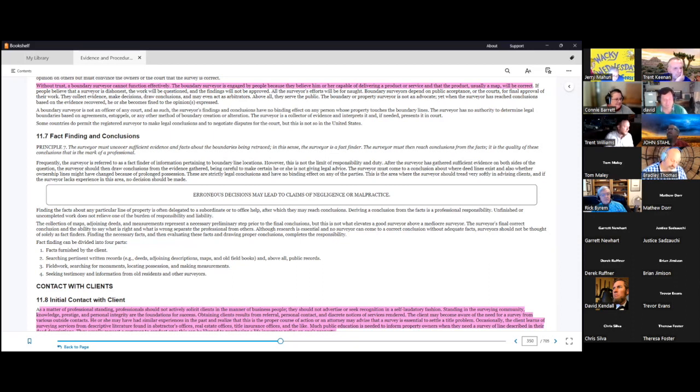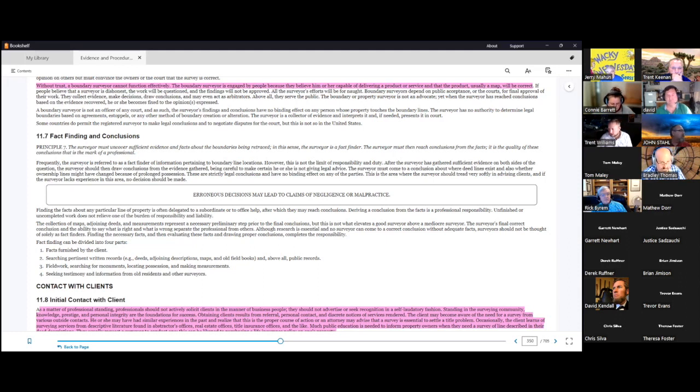Okay, well, so 11.7, I'm going to skip over this real fast, but I do want to read it. Erroneous decisions may lead to claims of negligence or malpractice. And so I think that's where I want to spend the rest of the evening, going through how to do a proper survey, the field procedures that this chapter really covers.